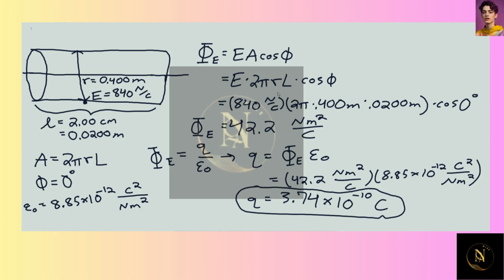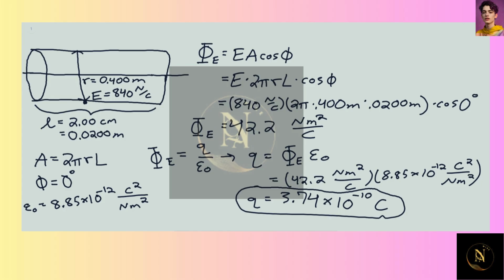So make that substitution for the surface area, and then we also have the electric field, which is given to us. The total electric flux then is 840 newtons per coulomb times 2 pi times the radius of 0.400 meters times the length of the cylinder, 0.0200 meters, multiplied by the cosine of 0. Cosine of 0 is just 1, so we don't need to worry about that. Plug this into the calculator and we see that the electric flux is 42.2 newton meters squared per coulomb. So that's the first step that we need.